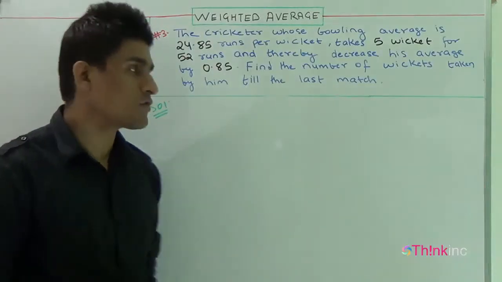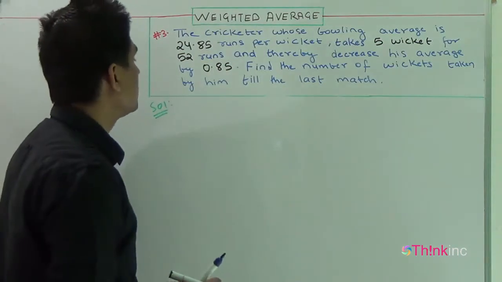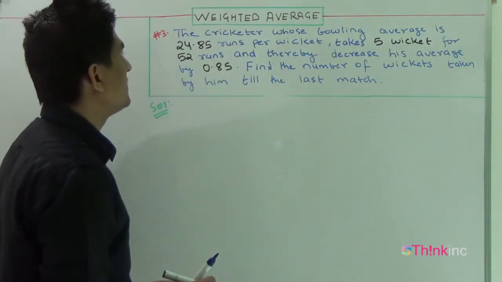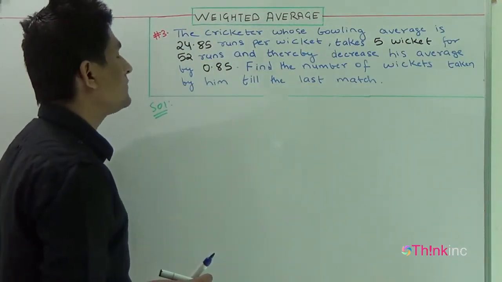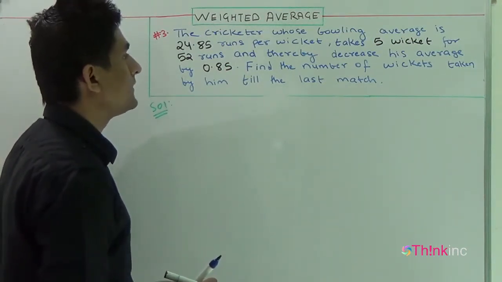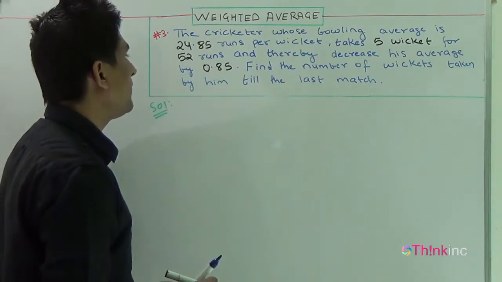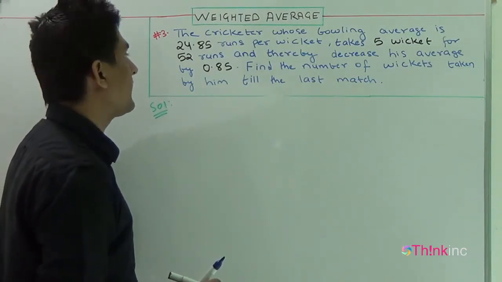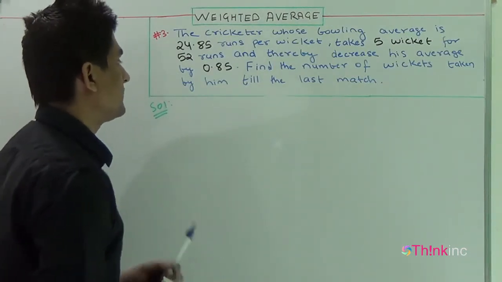Let's discuss the next question. The question is: a cricketer whose bowling average is 24.85 runs per wicket takes 5 wickets for 52 runs and thereby decreases his average by 0.85. Find the number of wickets taken by him till the last match.